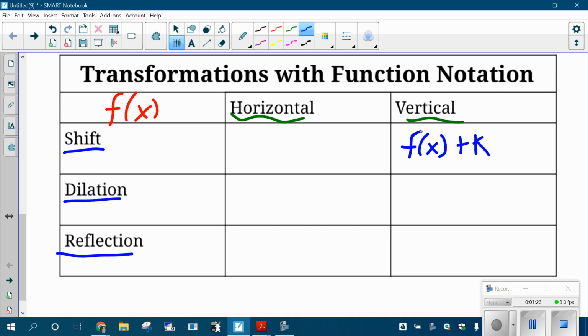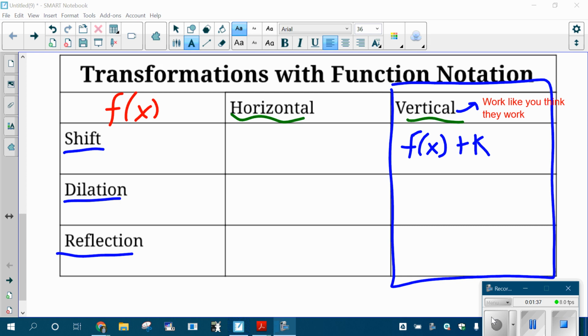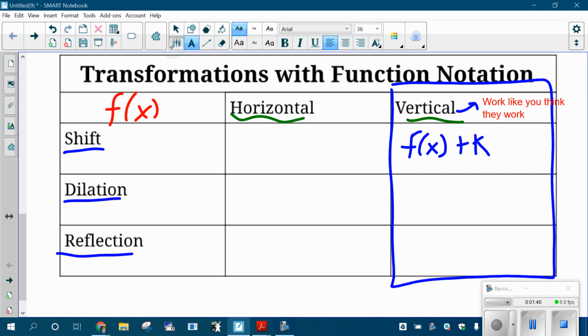This works just like you think it works. Okay, that's my phrase that I always think about when I think about vertical transformations in general. Vertical transformations work like you think they work. In other words, how do you move a graph up 2? You put a +2 at the end. How do you move a graph down 7? You put a -7 at the end. Okay? So they work like you think they work.